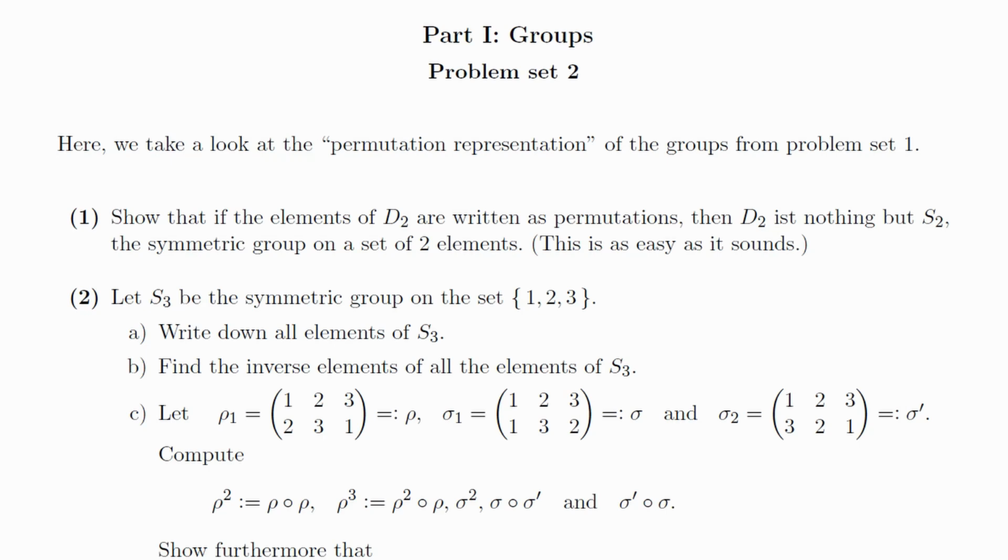You're supposed to write down the elements of D2, which is the symmetry group of a regular two-gon, meaning nothing but a straight line with two vertices. And then show that this is nothing but S2, the symmetric group on a set of two elements.